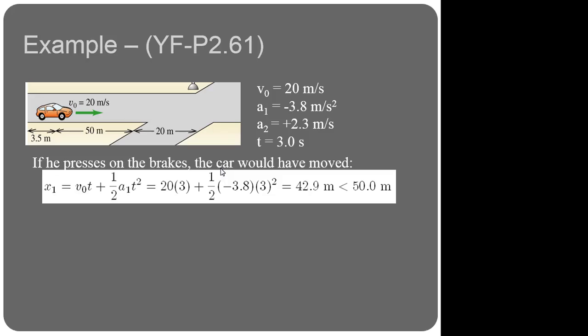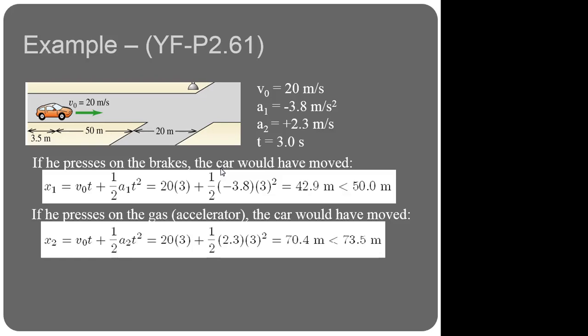If he presses on the brakes, the distance he has moved will be 20 times 3 seconds plus half at squared. In the time of 3 seconds, he will be outside of the intersection. Do you agree? Yes. In the 3 seconds, at the moment the light turns red, he will be outside the intersection. But it's not the end of the story.